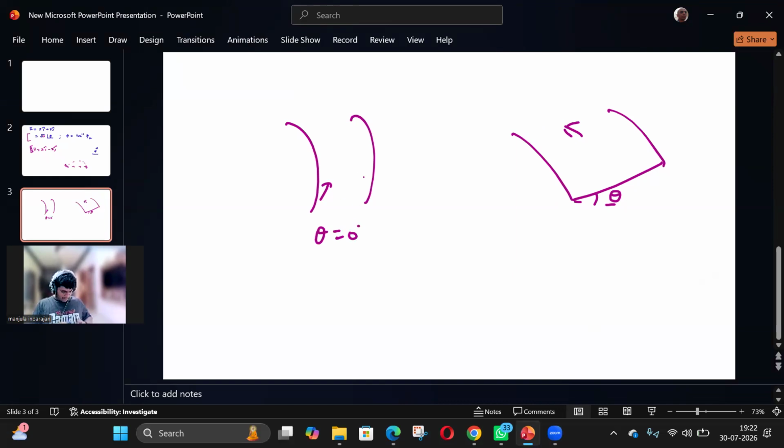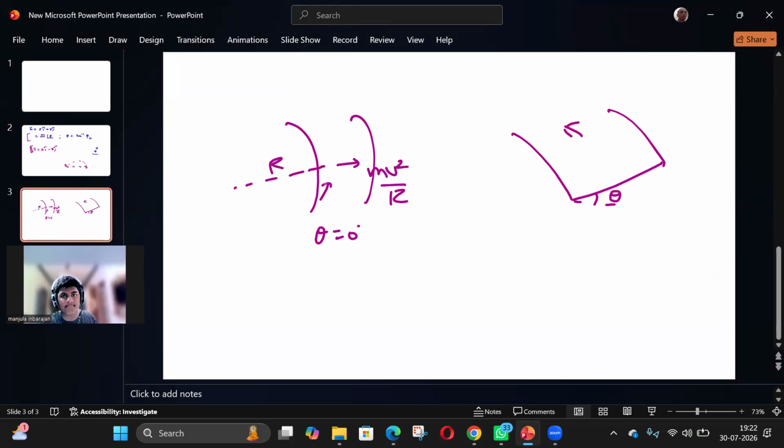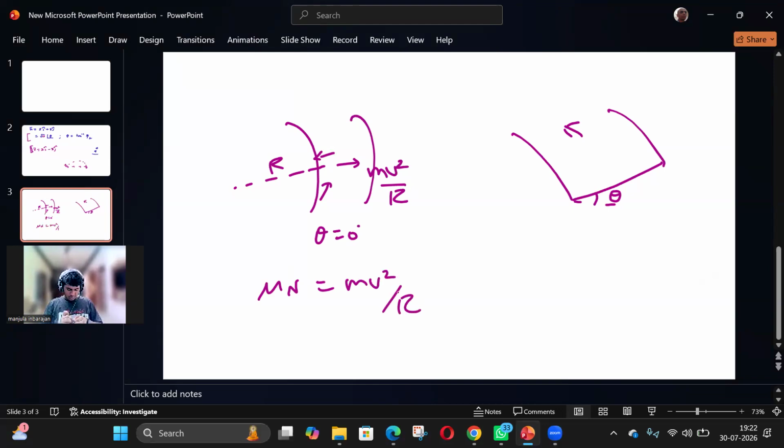Okay, so here if the vehicle tries to go too fast, there will be a force mv square by r, where r is this radius. That is balanced with the friction force. That friction force will have a maximum value, which is mu times N, equal to mv square by r. If v is greater than this, then it will skid outwards. So this will give me v max. And this normal reaction, when it is not banked, is just mg.